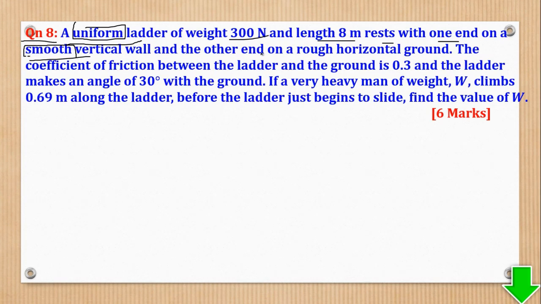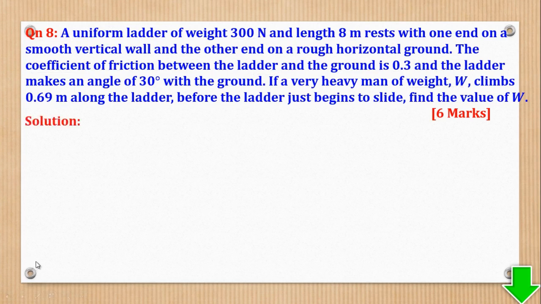vertical wall, and the other end on a rough horizontal ground. The coefficient of friction between the ladder and the ground is 0.3. Okay, and the ladder makes an angle of 30 degrees with the ground. If a very heavy man of weight W climbs 0.69 meters along the ladder before the ladder just begins to slide, find the value of W. So note that the W is weight, it is not mass, it is weight.